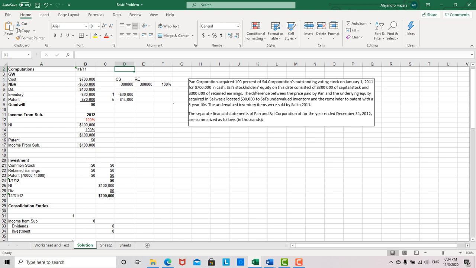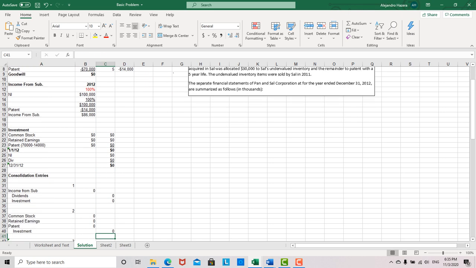So that all means we only have to worry about the patent. And this really would be the second year of the patent's amortization, because remember, it has a 5-year life. The first year would have been taken out in 2011, and now 14 is going to be taken out in 2012. Okay, so our income from sub is 86,000.